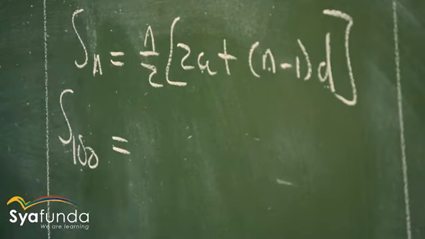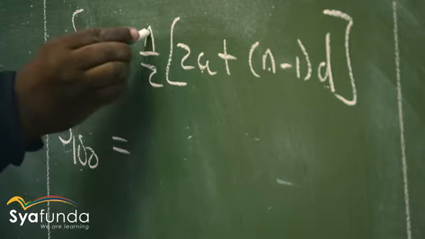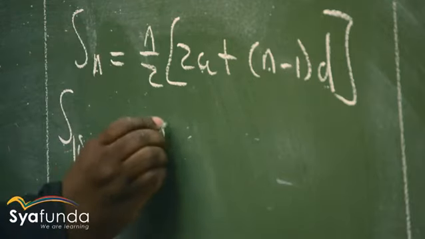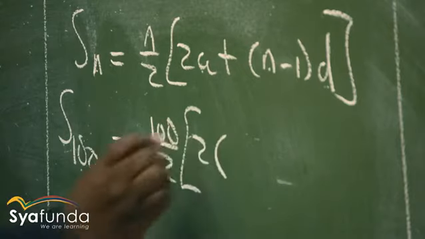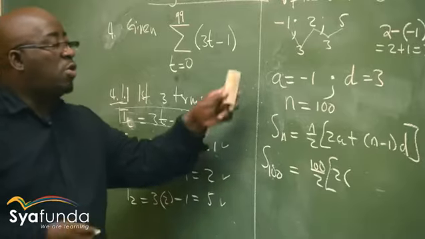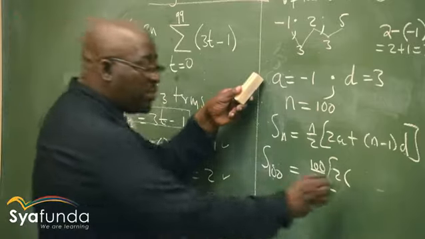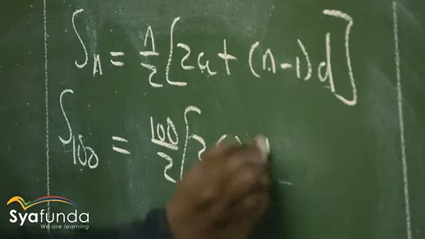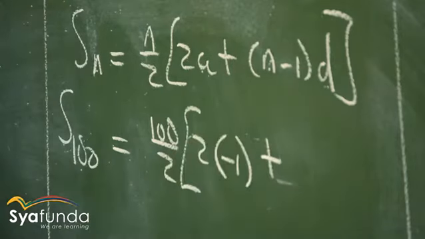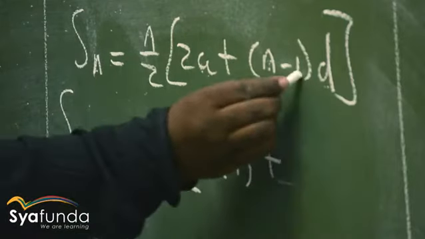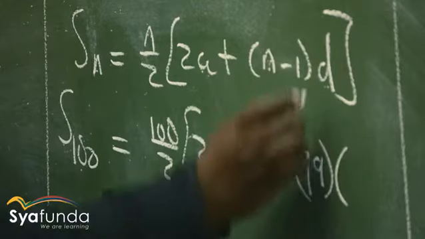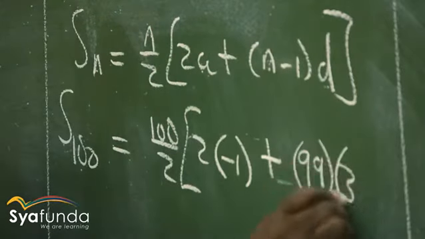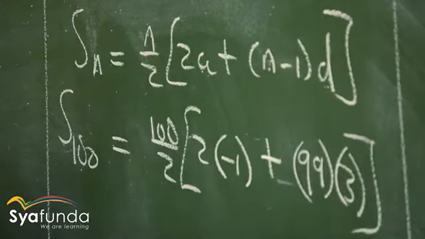You just do that, nothing else. So instead of n, what do I write? I write 100. This is divided by 2 into 2 into, what is the value of A? You look at your data, you do have your A as -1. You plus, how many terms are we adding? There are 100. What is 100 minus 1? It is 99. What is the value of D? The common difference, it is 3. Close this bracket and the bigger one.